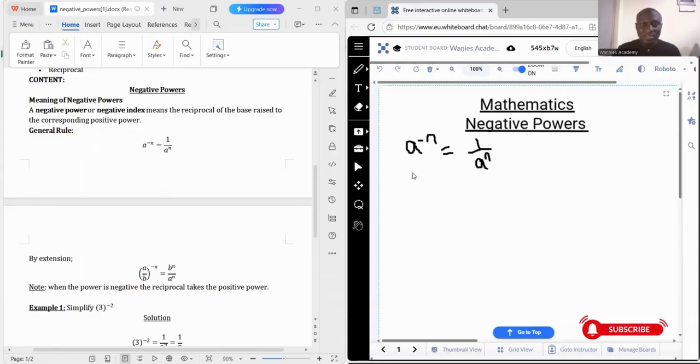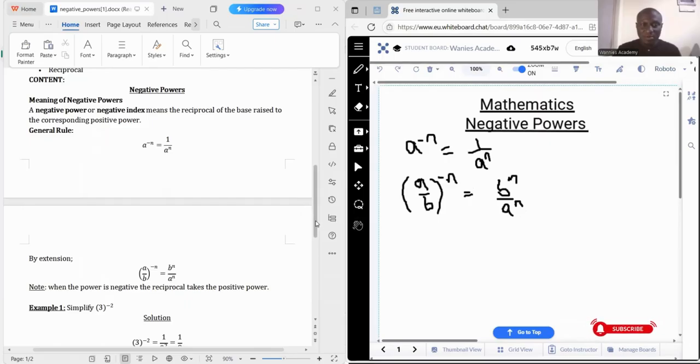By extension, we can have it as open bracket a over b raised to power negative n. We can rewrite this as the reciprocal of a over b, which is as good as b over a, and we have the positive power of n back, raised to power n. We take note that when the power is negative, the reciprocal takes a positive power.